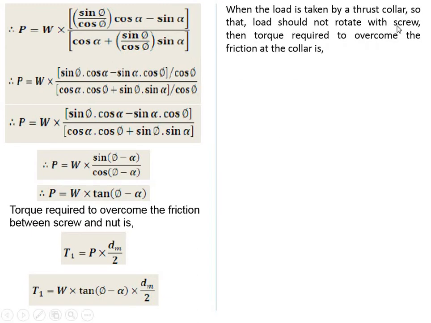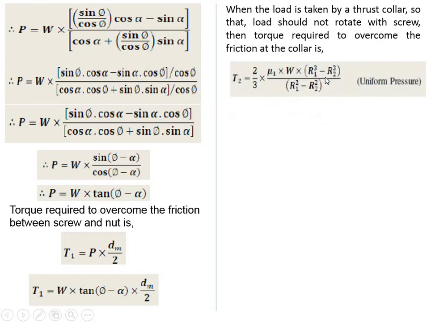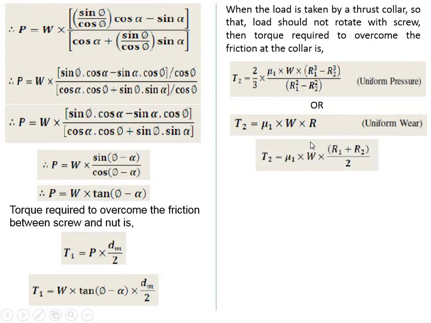Now if a thrust collar is present, then the load is taken by the thrust collar so that the load does not rotate with the screw. Then the torque required to overcome the friction of the collar comes from the uniform pressure theory or the uniform wear theory. So T2 is equal to 2/3 of mu1 into W into R1 cube minus R2 cube by R1 square minus R2 square, or according to the uniform wear theory, T2 is equal to mu1 into W into R, where R is the mean radius, R1 plus R2 by 2, the inside radius and outside radius of the collar. So the total torque required is T is equal to T1 plus T2.